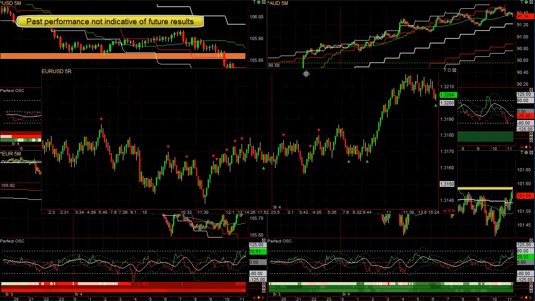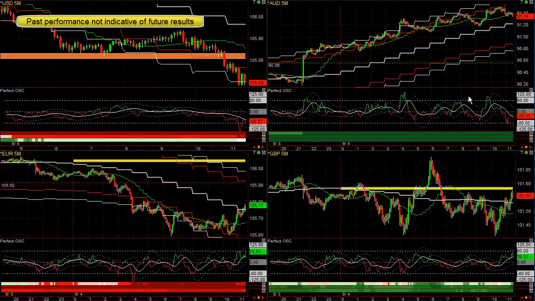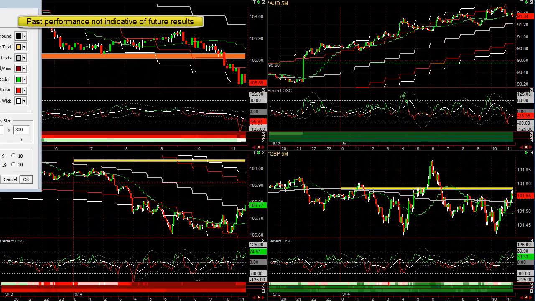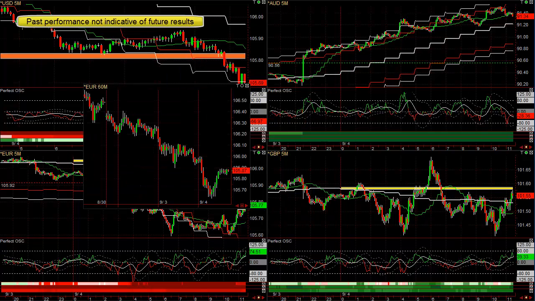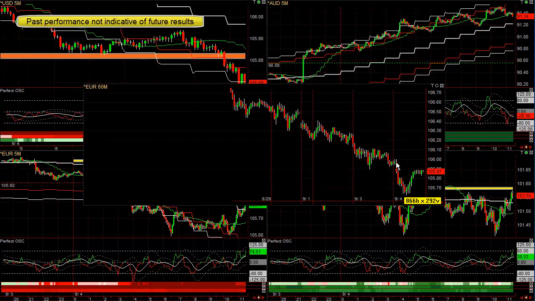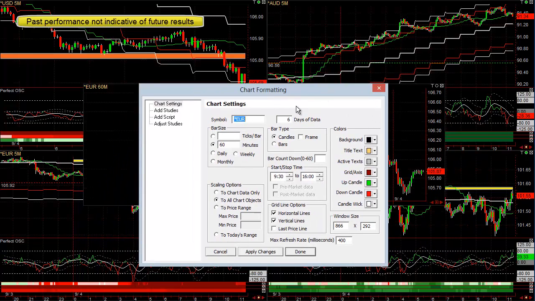And also keep in mind that these currency indexes, you don't have to use 5-minute charts. You can now put them on any time frame you want. For instance, if you want a euro dollar 60-minute chart, you can see an hourly chart of the euro. And if you want to see more than 6 days, put in 20 or something.